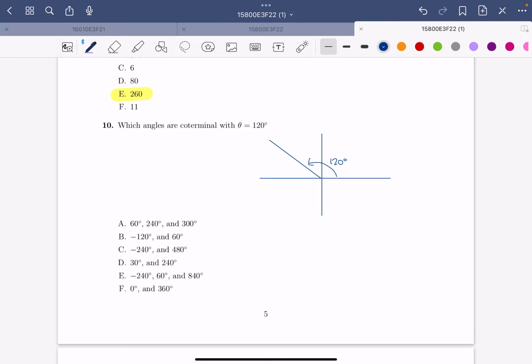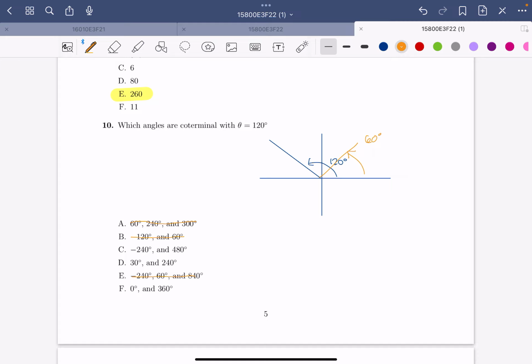So if we look at A, it says 60. So 60 would actually just bring you out here. So this is already wrong, so it can't be A or anything with the answer 60 in it, because 60 degrees does not reach all the way over to the same angle, because coterminal angles basically are in the same position in the coordinate plane. So that automatically gets rid of A and E. Let's look at B, negative 120 and 60. Actually, that gets rid of that one too.